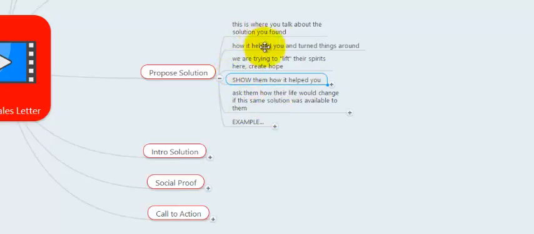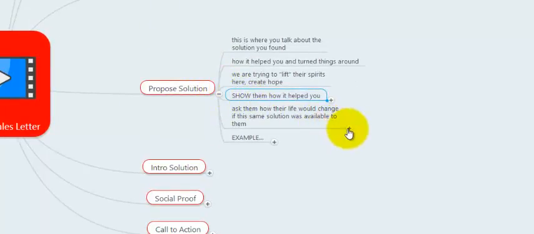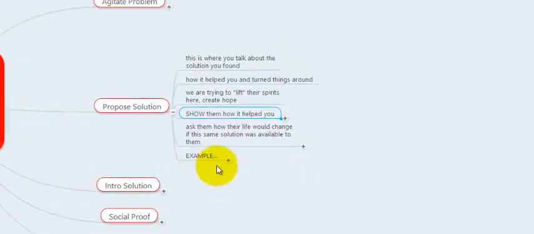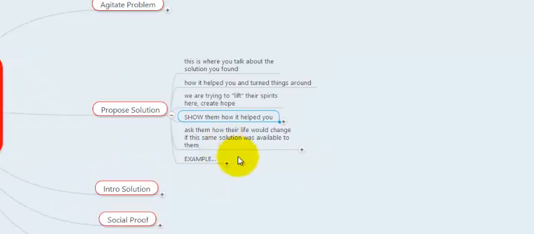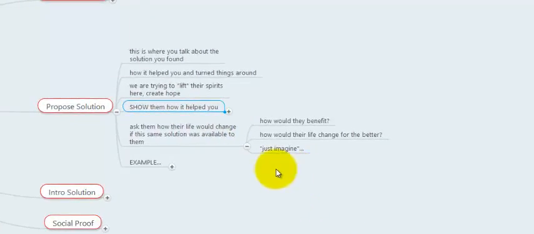And then finally, once you show them how things turned around for you, we've done a 180 now. So we've gone through all the downtimes. Now we're starting to turn around. We've found a solution to our problem. We still haven't told them that they can have that same solution. We've just told them what worked for us. And now we're going to offer the viewer a chance to take advantage of that same solution. So we could ask them how their life would change if this same solution was available to them. How would they benefit? How would their life change for the better?